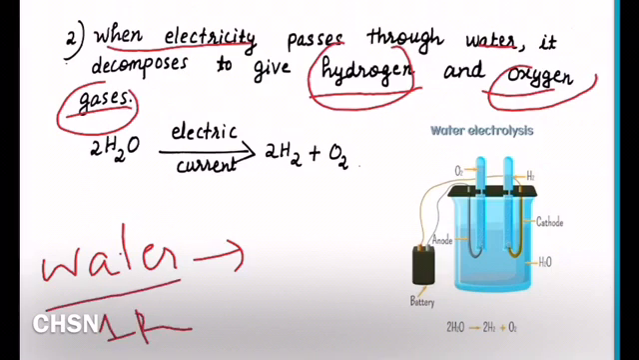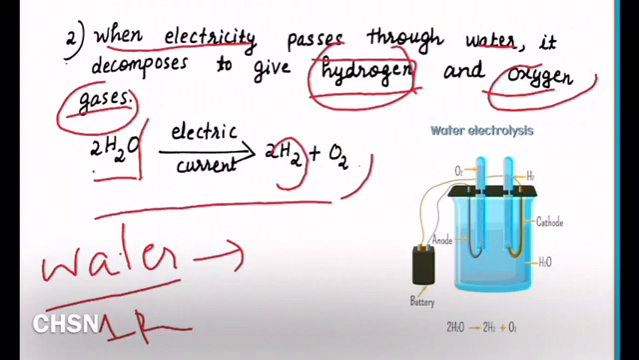Here we have only one reactant, that is water. The formula of water is H2O, which gives the first product hydrogen gas, formula H2, and the second product oxygen gas, formula O2. Then we balance it, and you will get 2H2O gives 2H2 plus O2. That means in this reaction water decomposes to give hydrogen and oxygen gases, right? And this is a decomposition reaction.